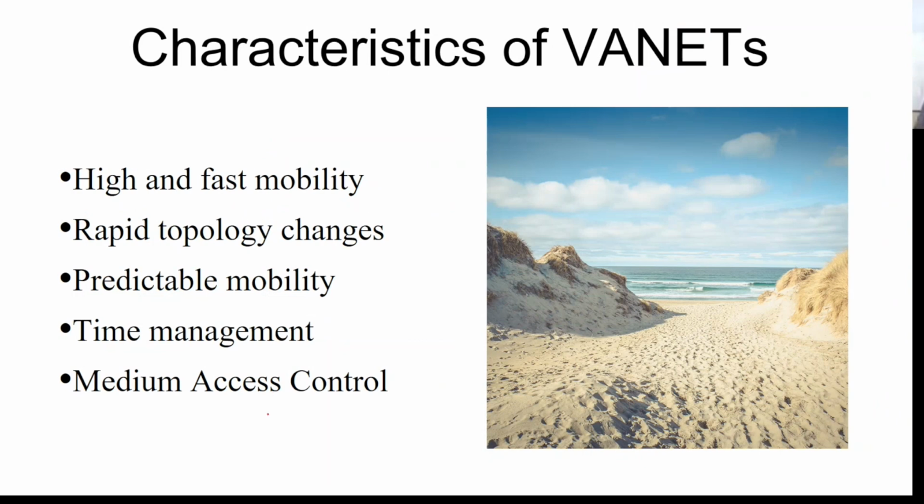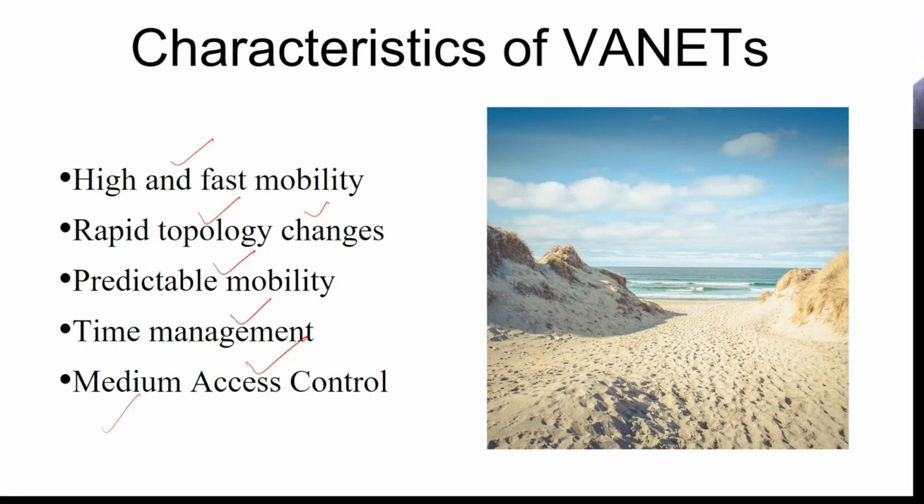Okay, so the characteristics of FANET are high and fast mobility, rapid topology changes, predictable mobility, time management, and medium access control. These are some of the properties or characteristics of FANETs. High and fast means there will be a high number of vehicles and mobility will be fast. Topology changing will be very rapid, meaning the vehicles on the road can dynamically change their routes. They can have dynamic plans. Whenever there's an accident, they can take alternative routes. So the topology will keep on changing and it is rapid.